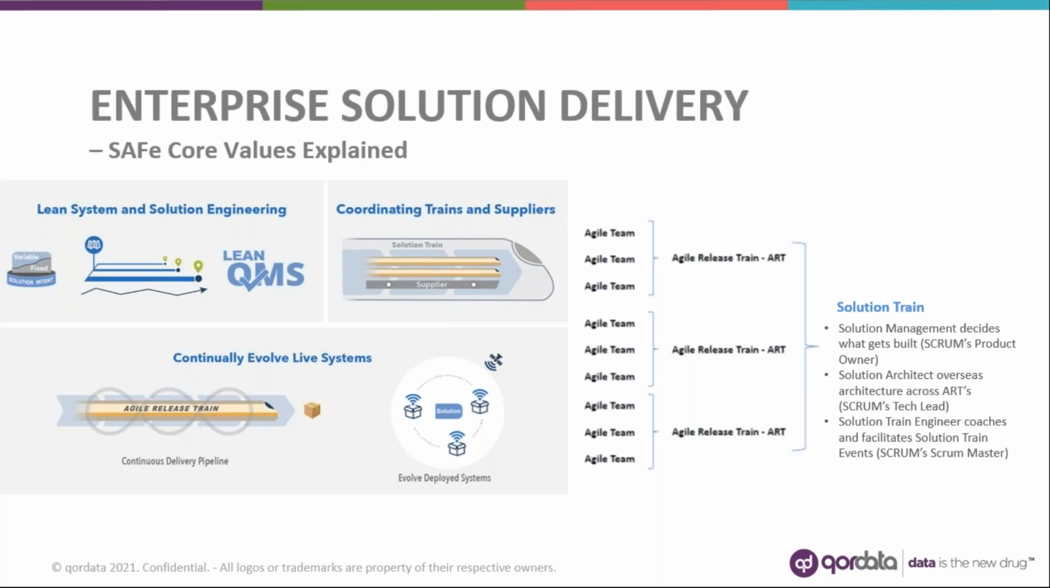Okay, now the enterprise solution delivery. This is one of the SAFe core values that I would be explaining here. So the enterprise solution delivery competency describes how to apply lean agile principles and practices to the specifications, development, deployment, operations, and evolution of the world's largest and most sophisticated software applications, networks, and cyber physical systems.